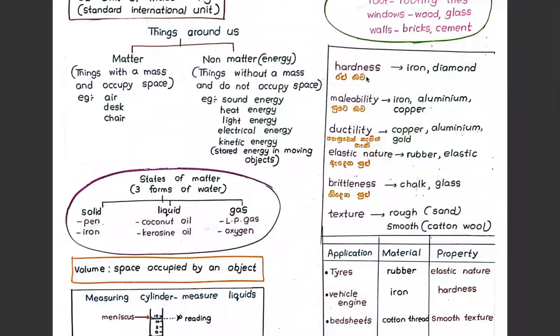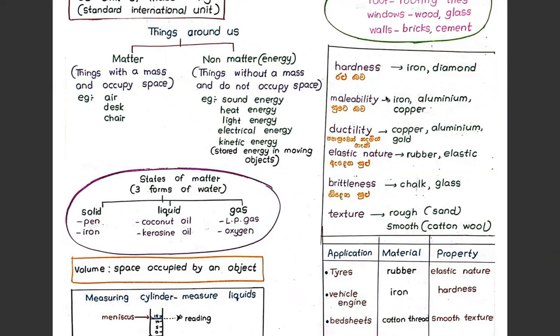Hardness means hard, firm. Malleability means smoothness, softness. Ductility means can be bent easily. Elastic nature means stretchable. Brittleness means easily broken. Texture can be rough or smooth. If you take hardness, what are the hard materials? Iron, diamond. Those are the hard materials.